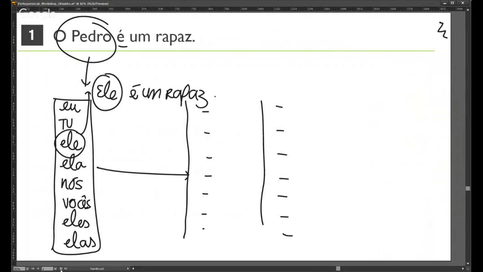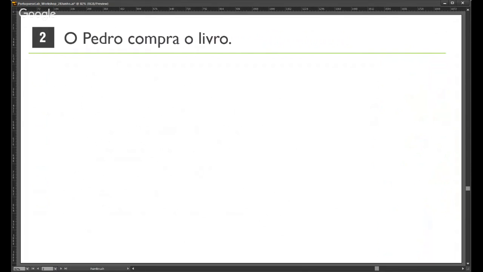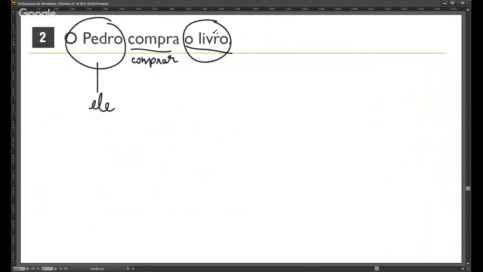So let's continue to the next sentence. O Pedro compra o livro. Pedro buys the book. I tried to use the same nouns I used last time, so you're more or less familiar with them. That's the book. That's the verb to buy. Comprar, here in the infinitive. So Pedro buys the book. You already know that in the next sentences, or when you continue to talk in the dialogue, you can substitute o Pedro with the personal pronoun ele. And once you continue to talk about the book, I can say, o Pedro compra o livro, Pedro buys the book.